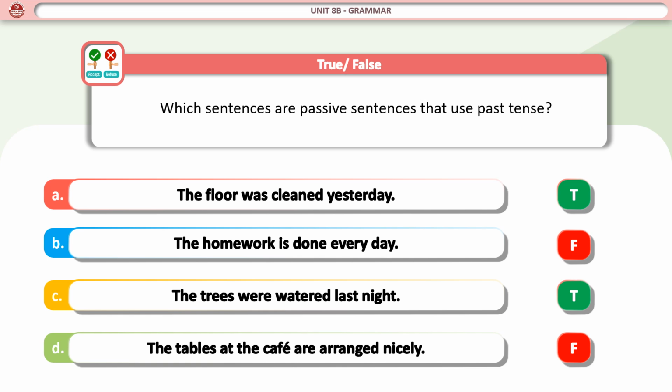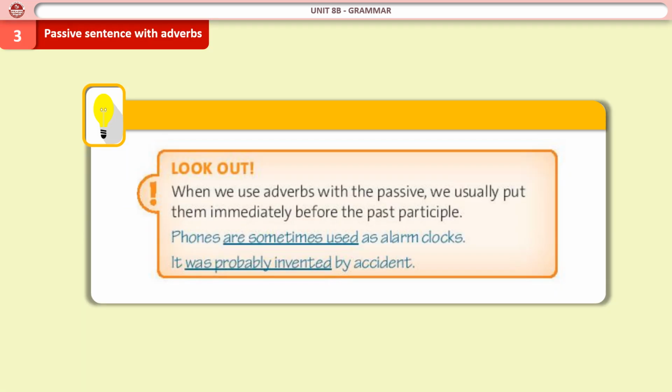Right, I think you guys have done a phenomenal job here. So let's move on to a little bit more difficult task. Sometimes when you want to use passive voice, we would also use an adverb of frequency to add more information to the sentence. So whenever you want to use an adverb in a passive sentence, remember to put the adverb immediately before the past participle. Remember that we put it before.